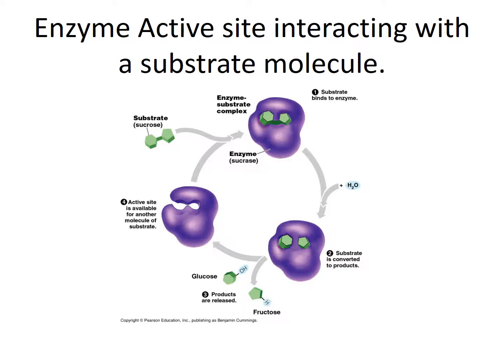And so we start with our substrate sucrose, we end up with our products of glucose and fructose, and we end back up with our enzyme ready to go again and ready to do another cycle. So once again, the enzyme is neither used up nor destroyed during this reaction.